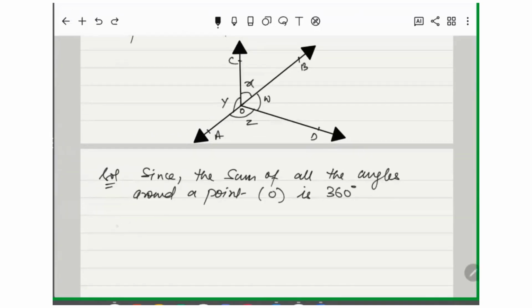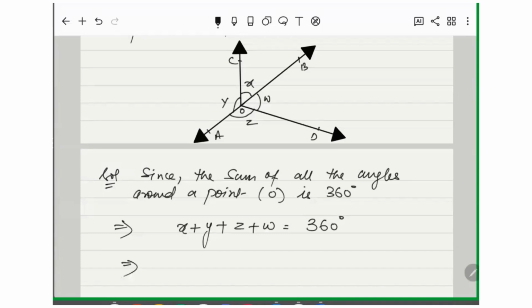That means we can write it as x plus y plus z plus w, all the angles around this point. Please understand it, you can note it down later. So these are all angles which are around this point O. Yes or no? X, Y, Z, and W, their sum has to be 360 degrees according to the theorem, right?